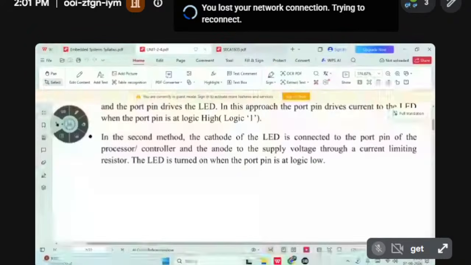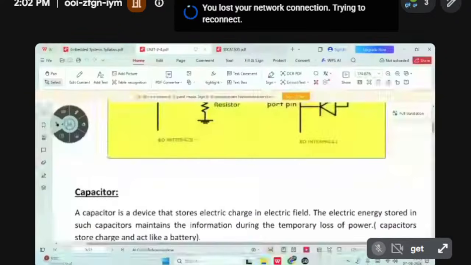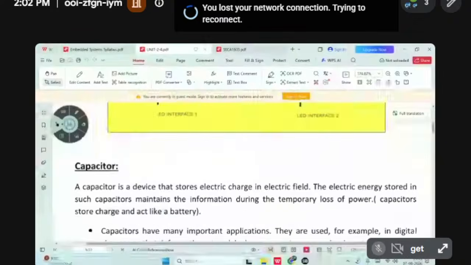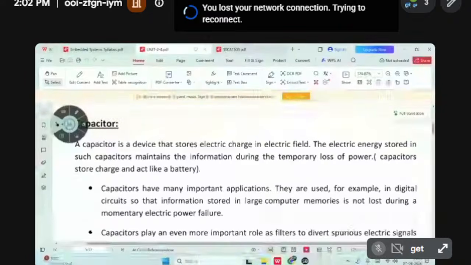Next concept is capacitor. Generally capacitors will be used to store the charge. A capacitor is a device that will store the electric charge in an electric field. So this is one thing.